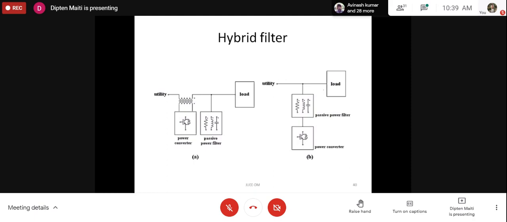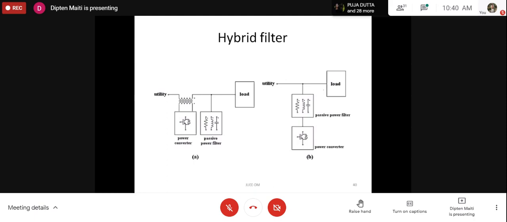That means even if there are passive filters for several harmonics, the active filter load for those harmonics is reduced. Other than that, this can cater for the other harmonics for which there are no active filters connected. So on the left hand side, A, the power converter shown is actually connected in series by using a transformer.